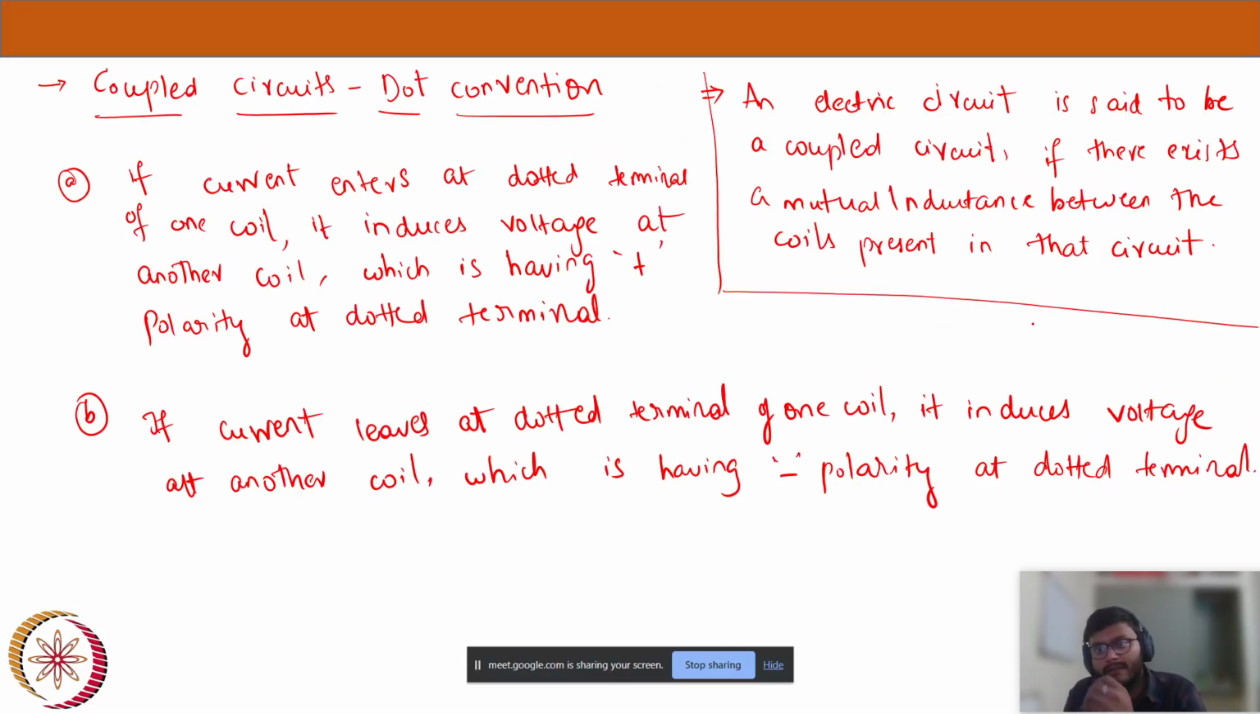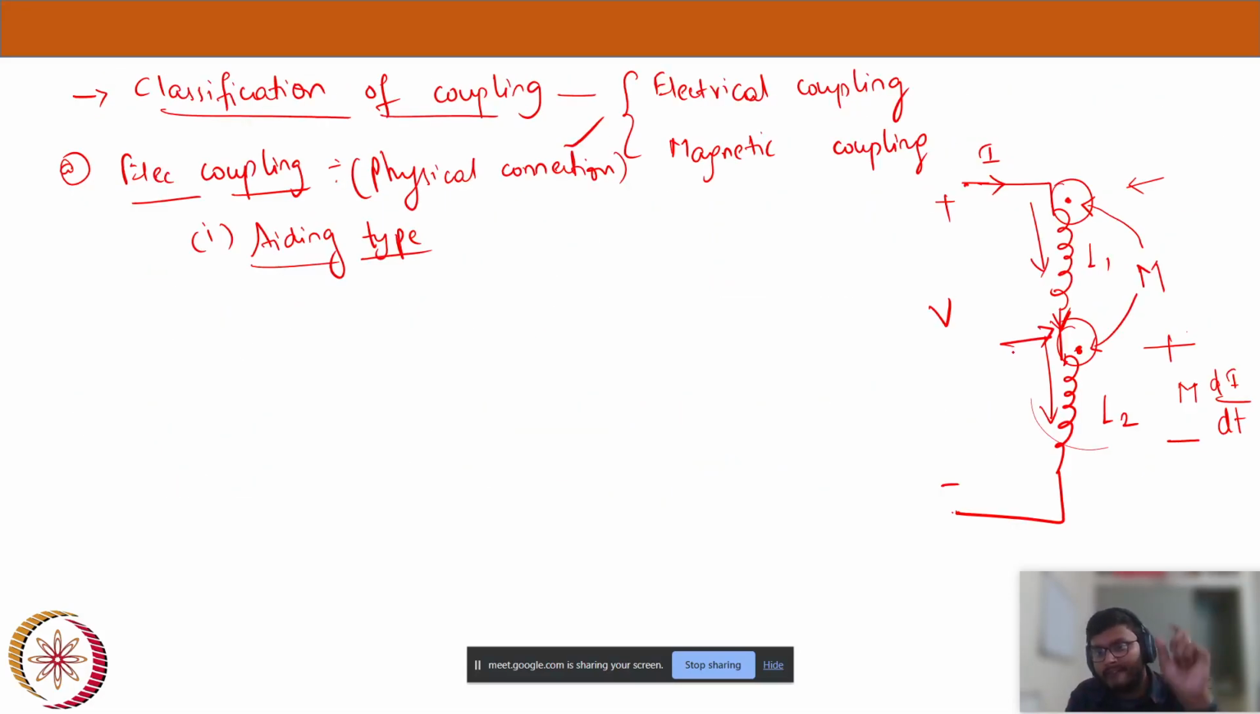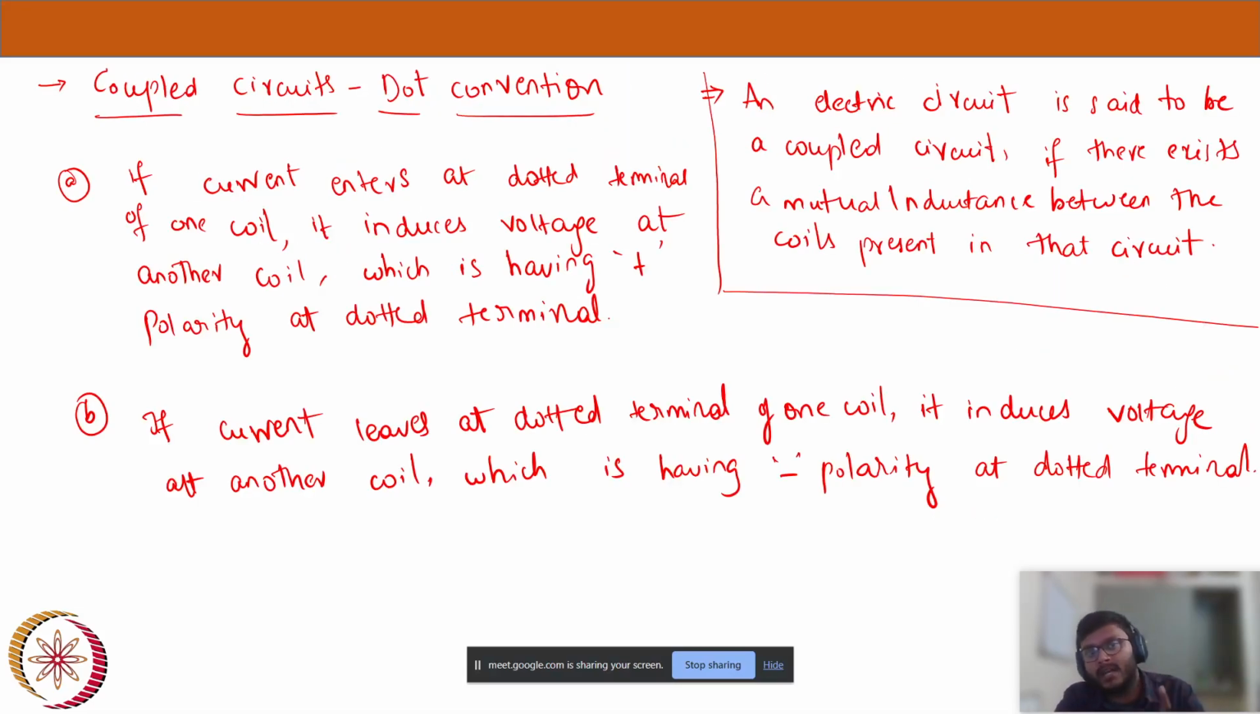Again, we will read the first point here. If the current enters at the dotted terminal of one coil, it induces a voltage in the other coil, which has positive polarity at the dotted terminal. This is exactly why I have written these two statements, so you don't get confused. Whenever you see a dot, you go to that statement and read it. If the current enters a dotted terminal, it will induce a voltage in the secondary coil. That is obvious. Voltage will anyhow be induced. But what is the polarity? It should be positive polarity at the dot.